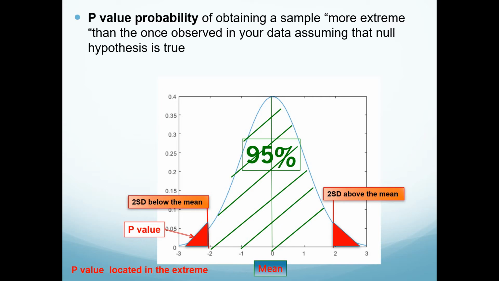When we look at this graph, we can see that 95% of our sample is located between two standard deviations above the mean and two standard deviations below the mean, and the p-value is located in the extreme. We will look now and we will understand the meaning of the p-value. To be able to understand the p-value, we are going to give an example.